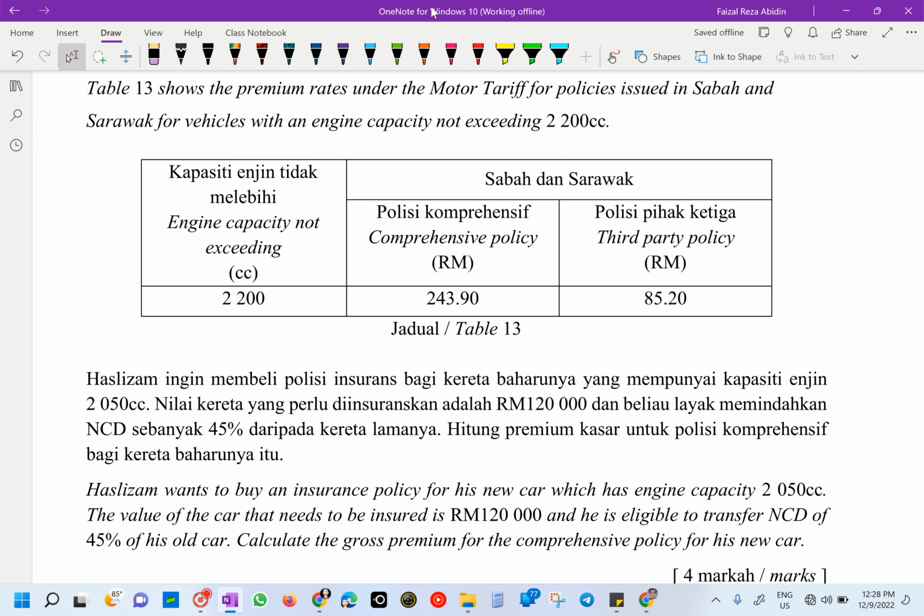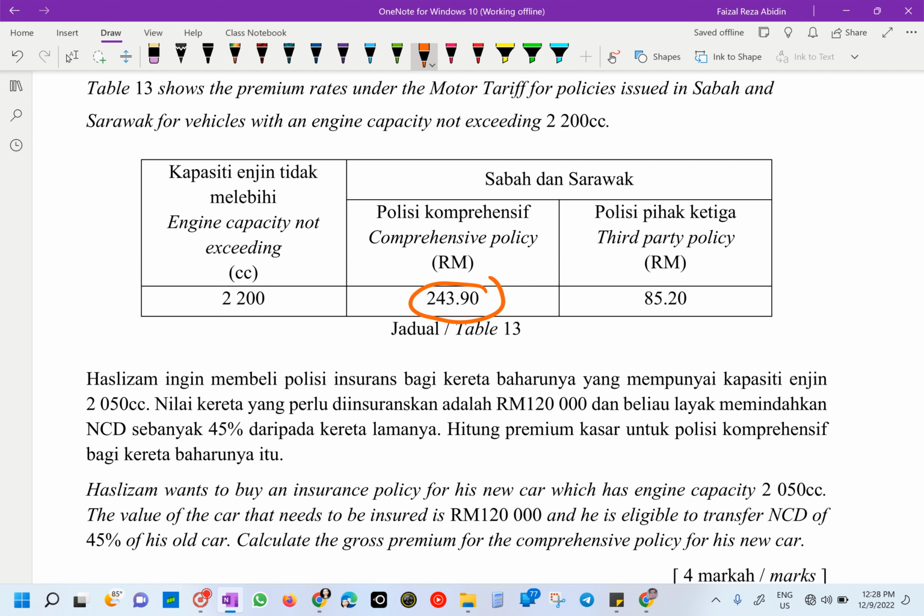Okay. So if you look over here, Haslizam wants to buy an insurance policy for his new car which has engine capacity 2,050 cc. The value of the car that needs to be insured is 120,000. First 1,000, we are going to have that much over here. This one. First 1,000. And the rest you are going to times with what?